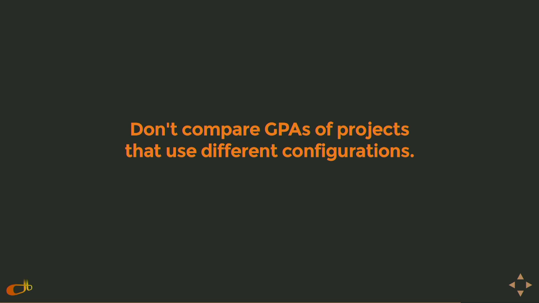Don't compare GPAs of projects that use different configurations. So GPA, again, is kind of like a weighted average of how many errors per lines of code. If two different projects are using different configurations, they're going to have different violations generated. So those weights are going to be different. So if you're looking at GPAs, be cognizant of how those GPAs were generated.